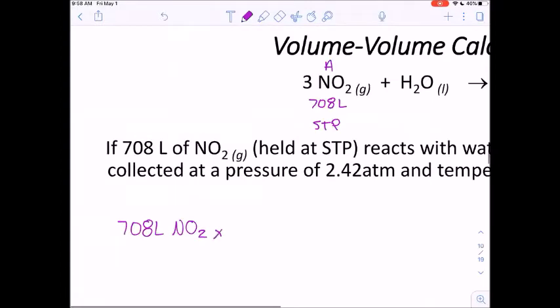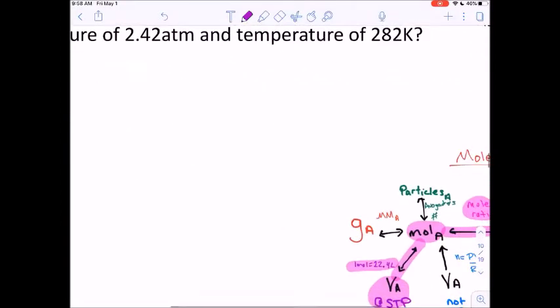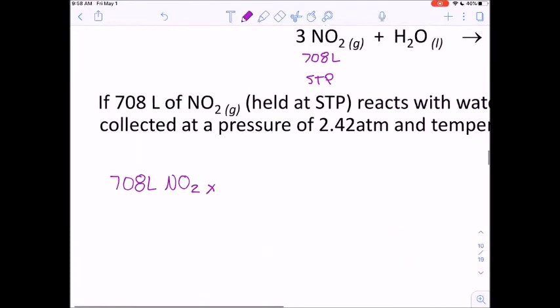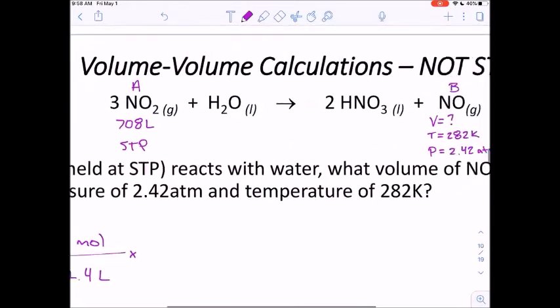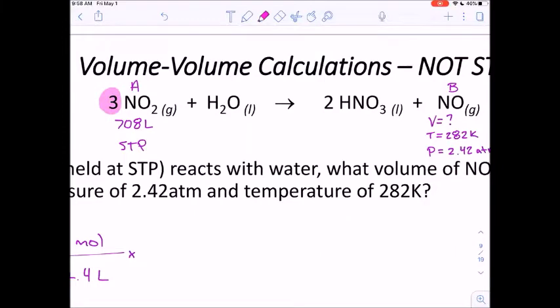My first conversion factor said that I'm using that 1 mole is 22.4 liters. So over here, liters is on top, which means in the next step it needs to be on bottom. So 22.4 liters in 1 mole. My next step is my mole ratio step. So I'm going to come up here and see what my mole ratio is. I have 3 moles of A for every 1 mole of B. Nothing's written there, which means it is a 1. So my B is going to be on top. I have 1 mole of my NO, and I have 3 moles of my NO2.